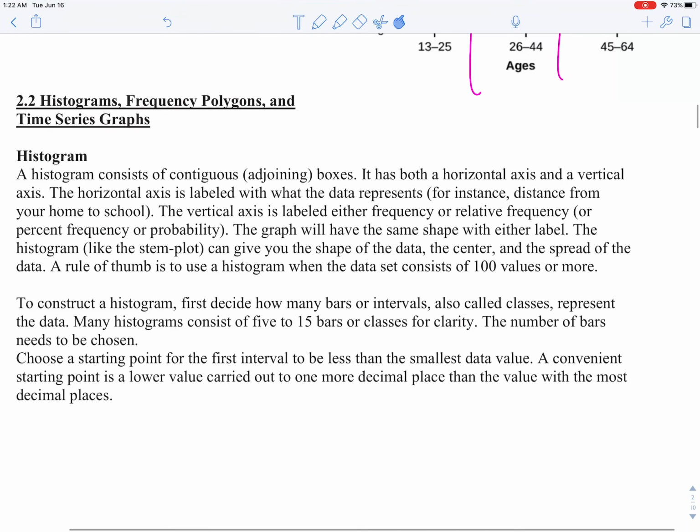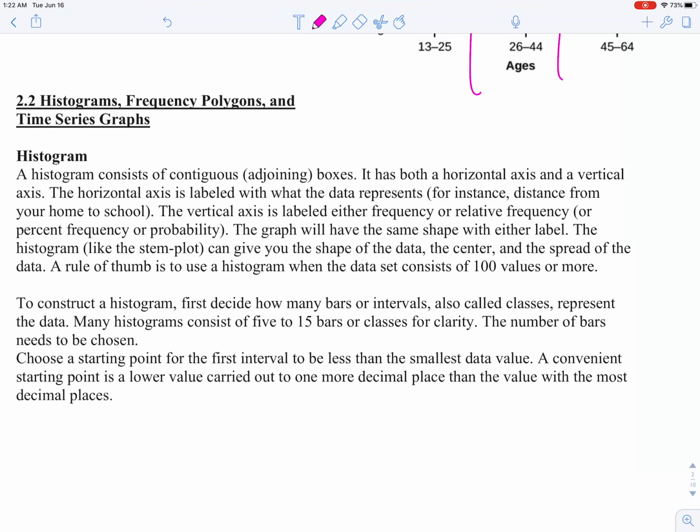Let's see, section 2.2 here. Histograms, frequency polygons, and time series graphs. So histograms and bar charts are probably the graphs you'll use the most in this class. But the rest are still good to go over. It's good to understand them.